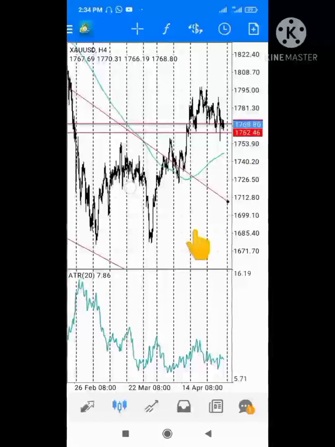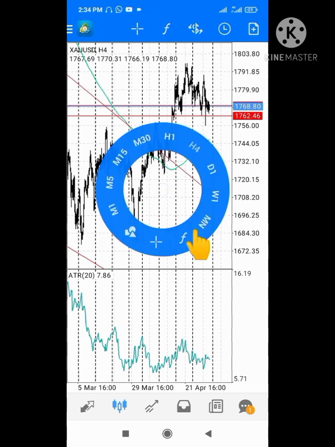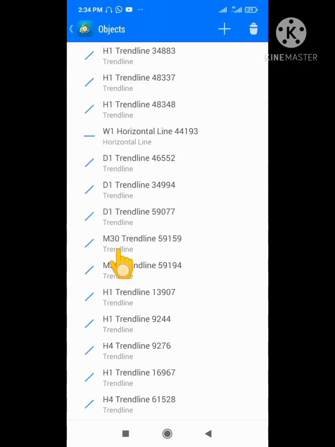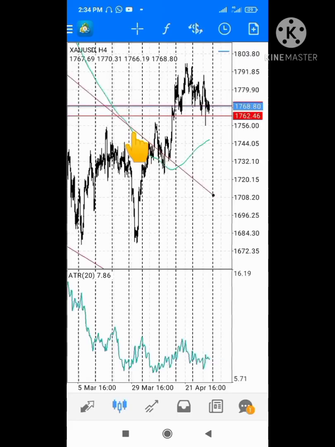You can see the region where I'm telling you, you can draw a horizontal line. How do you do that? Tap your screen. As you tap your screen, you are going to click this point. As you click on this point, you come back and click the plus sign. Then as you click on the plus sign, you click on the horizontal line here. So as you click on the horizontal line, the next thing you do is you tap your hand here.